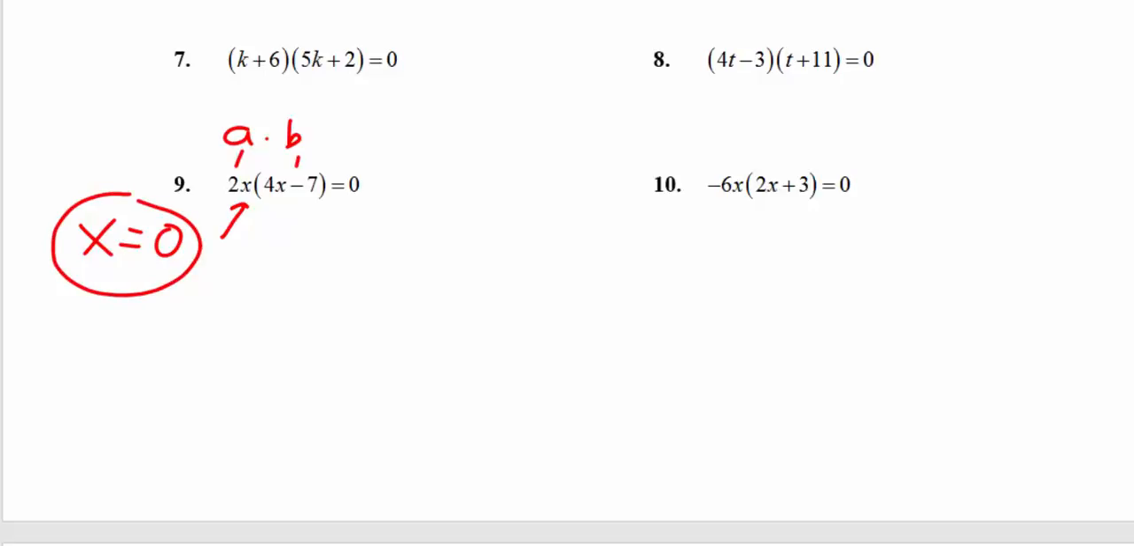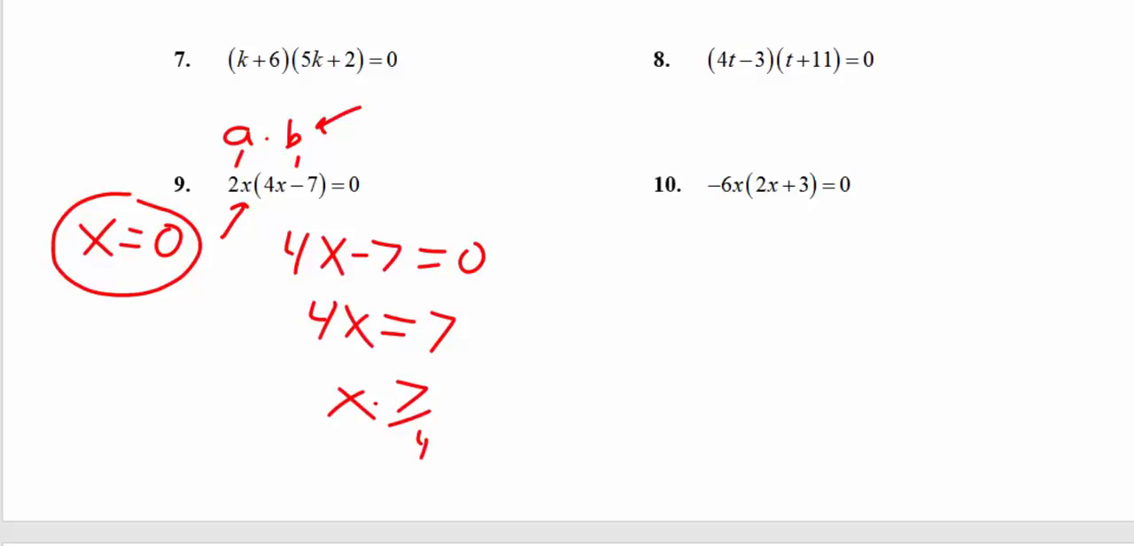And then the second piece, for part B, what makes this part B 0? Well, if I'm not sure, I can take the 4x minus 7 and set it equal to 0. Bring the 7 over by adding. You get 4x equals 7, or x equals 7/4. So that's my second solution. And for number 10, again, there's my A, my B.